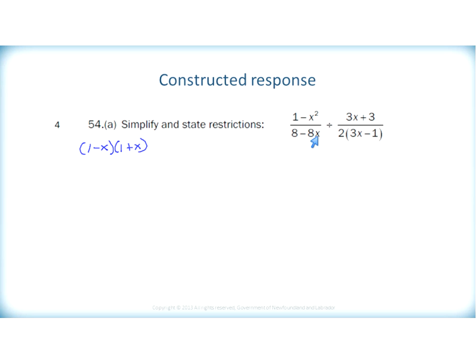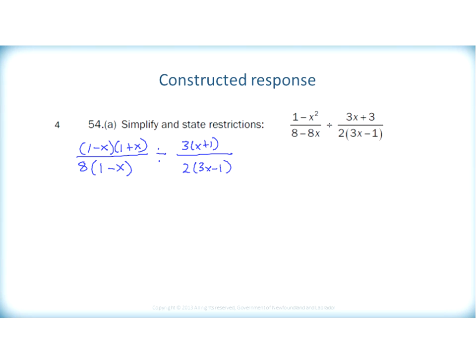In the denominator here, we have a binomial where there's a common factor of 8. So we take the 8 outside. We have 1 subtract x left inside. And that's divided by the numerator. There's a common factor of 3. So we have 3 outside x plus 1 all over, and the denominator in the second expression is already factored for us.